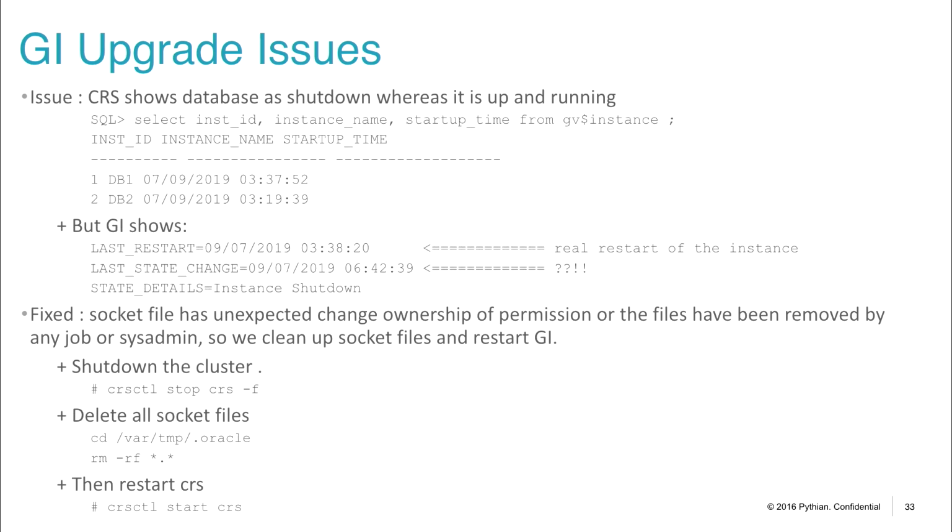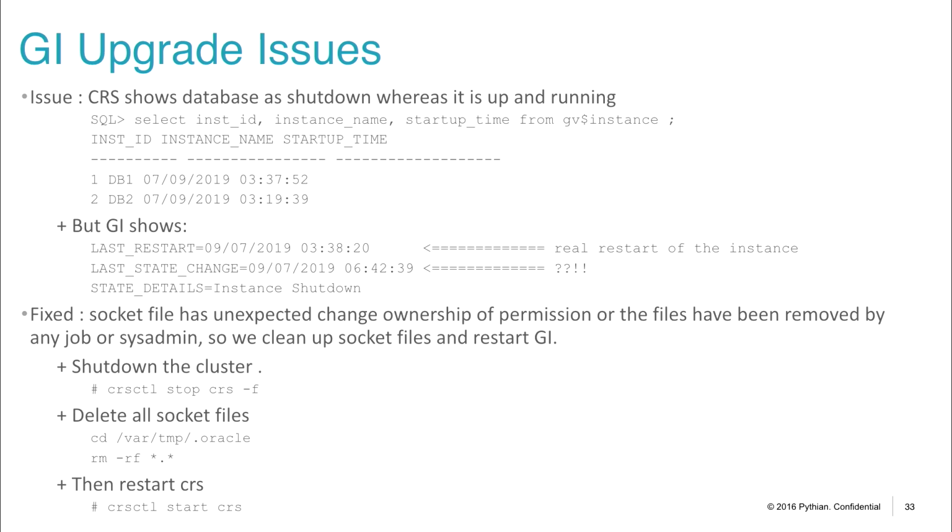The next issue that we faced was that when we were doing the upgrade, the CRS was showing that the database was down, but as you can see here, the database was up and running. In the last restart and the last state change, these two, as you can see, have different timings.